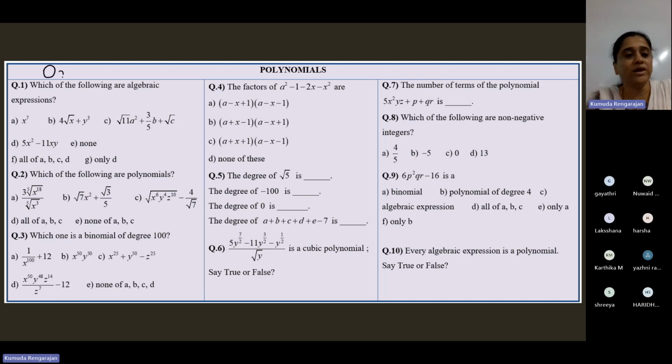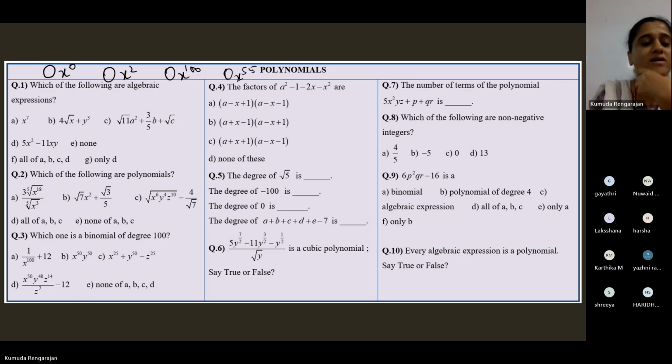0, you can write it as 0x to the power 0, 0x squared, 0x to the power 100, 0x to the power 55, because x to the power 55 into 0 is 0. X to the power 100 into 0 is 0. X squared into 0 is 0. So you write anything, 0 with anything, the result is 0 only. So you can write 0 in many ways. If you write it like this, you will say the degree is 2. If you write it like this, you will say the degree is 100. If you write it like this, you will say the degree is 55.